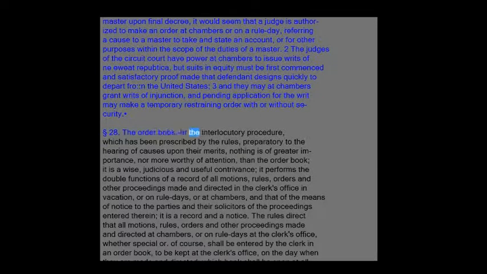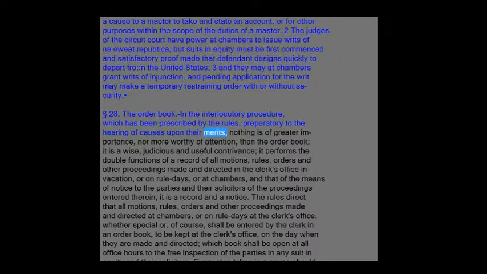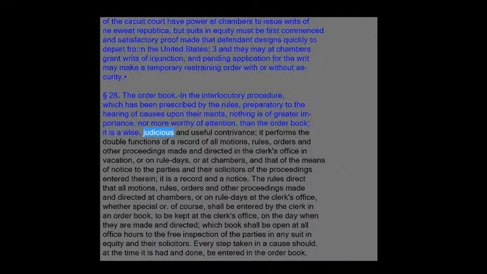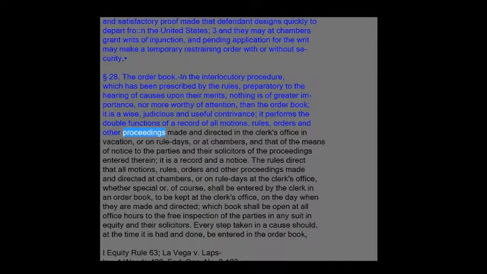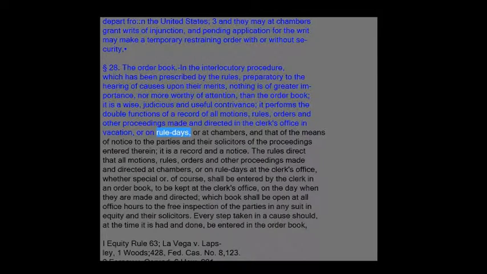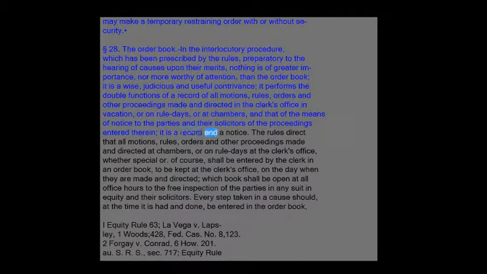28. The order book in the interlocutory procedure, which has been prescribed by the rules, preparatory to the hearing of causes upon their merits. Nothing is of greater importance, nor more worthy of attention, than the order book. It is a wise, judicious, and useful contrivance. It performs the double functions of a record of all motions, rules, orders and other proceedings made and entered in the clerk's office in vacation, or on rule days, or at chambers, and that of the means of notice to the parties and their solicitors of the proceedings entered therein. It is a record and a notice.